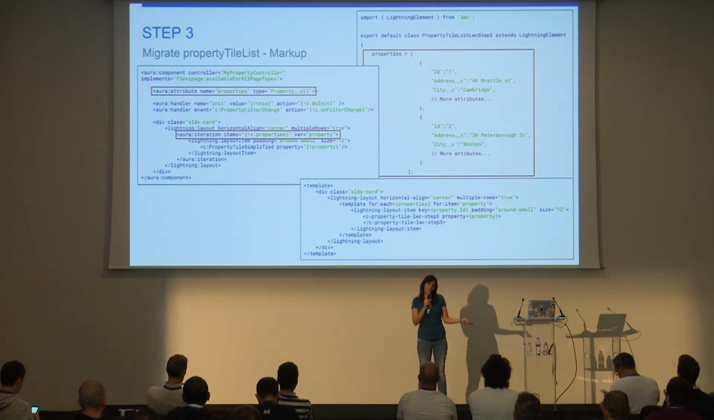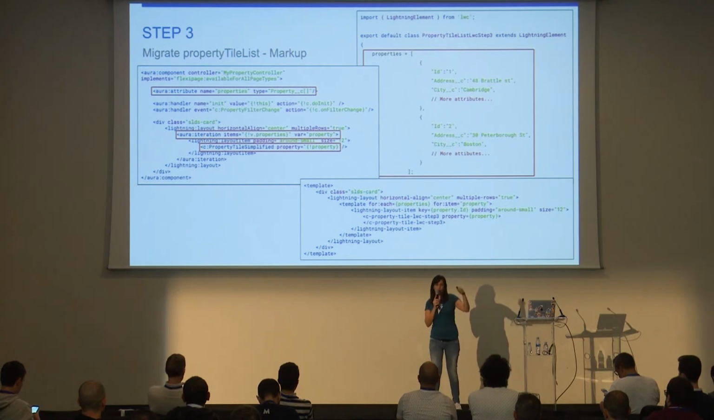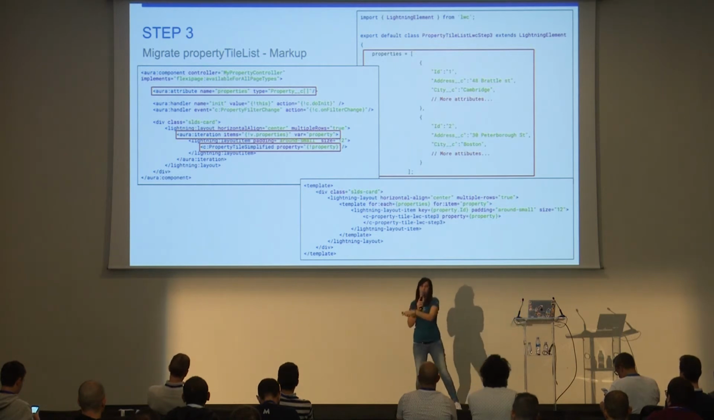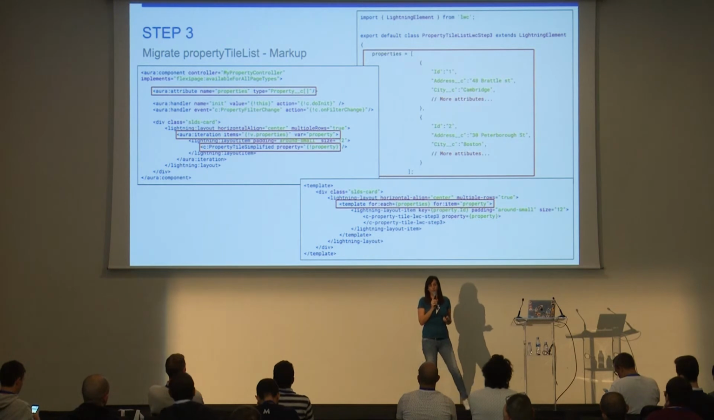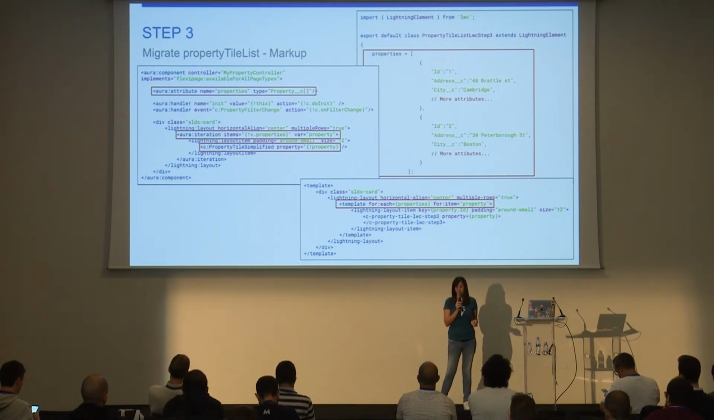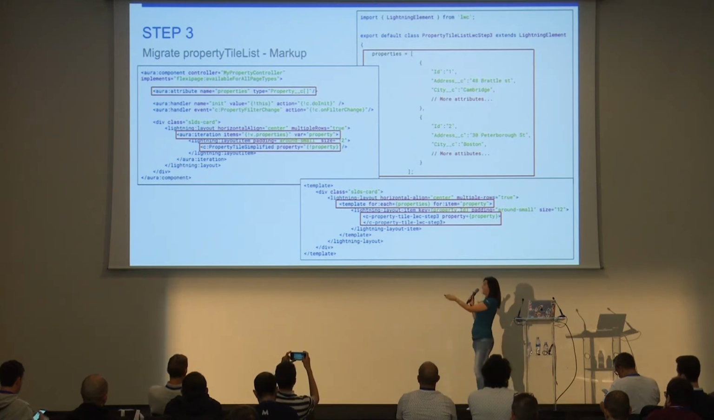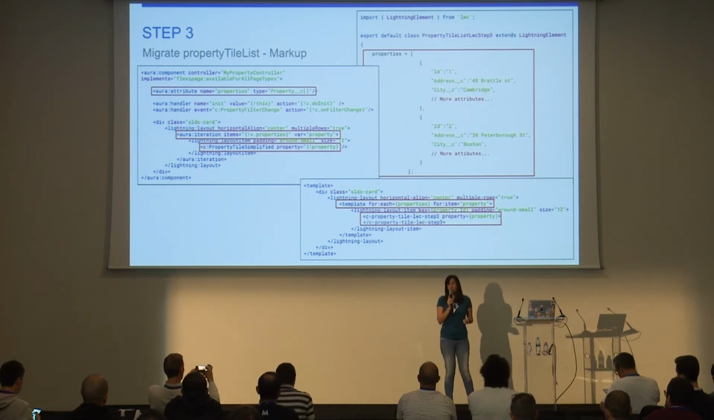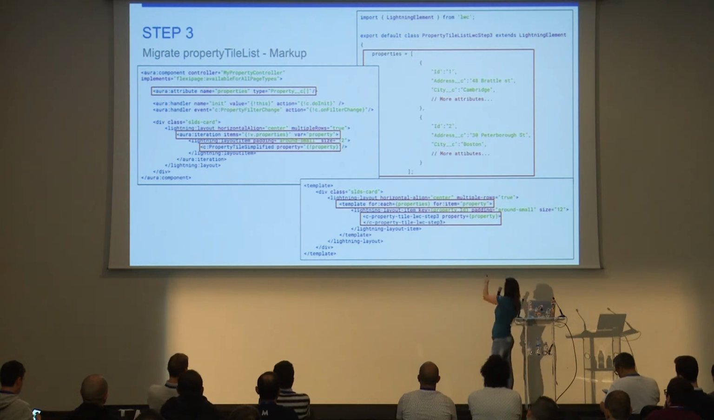So in Aura, there was a component called Aura iteration that you could use, and then you could reference the component inside the iteration so that it shows as many properties as we have in our attribute. And now we have to replace that by a for each template. It's very similar. Again, the only thing that changes here is the camel case syntax to the kebab case syntax. And now we are passing the property from the parent to the child, doing that binding.